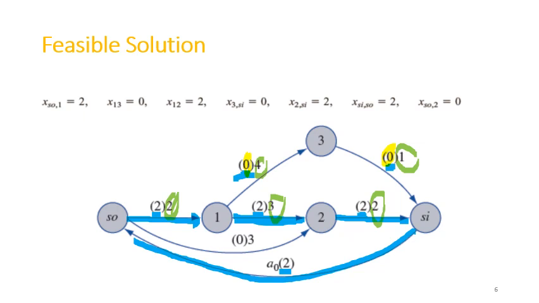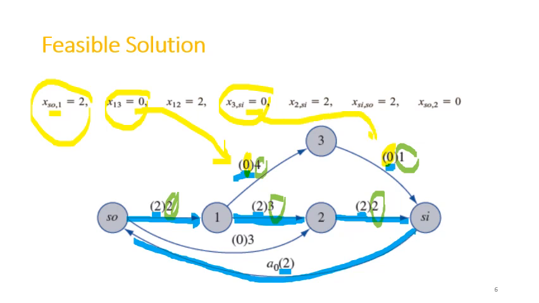And then you can also use this notation to say the x variable from source to 1 equals 2. The x variable x13 is 0 because nothing flows from 1 to 3. x3-sink is also 0 because nothing flows from 3 to the sink, and so on.